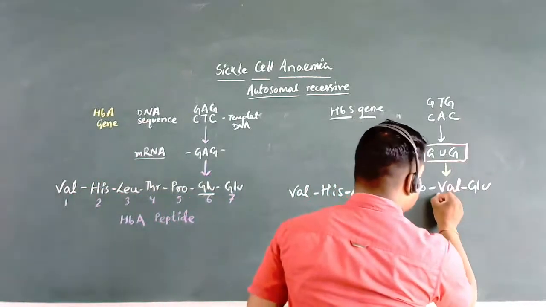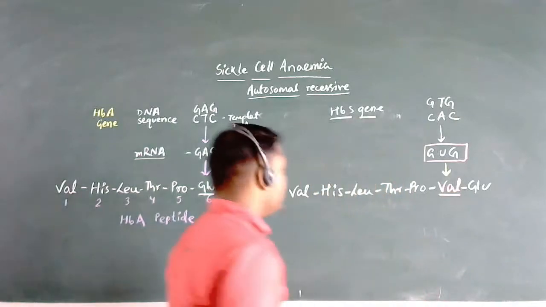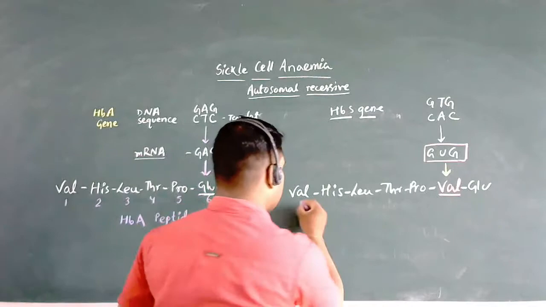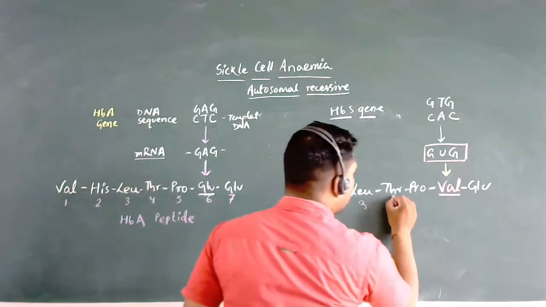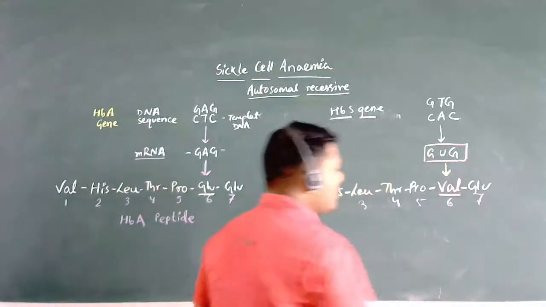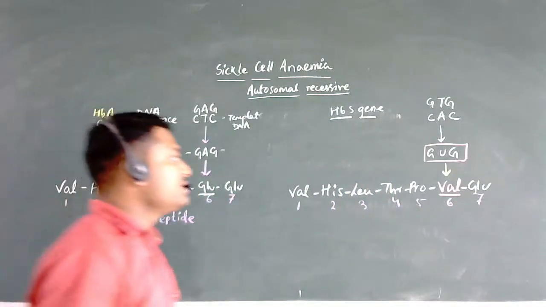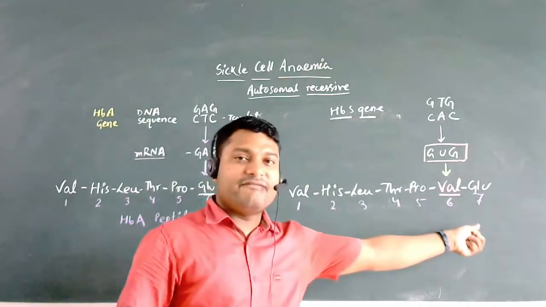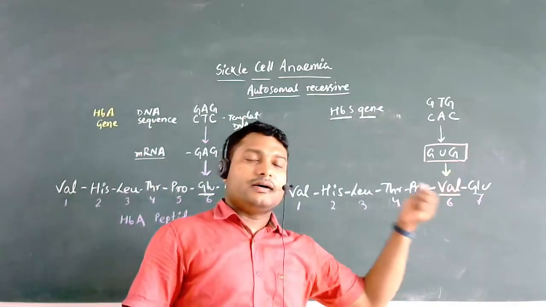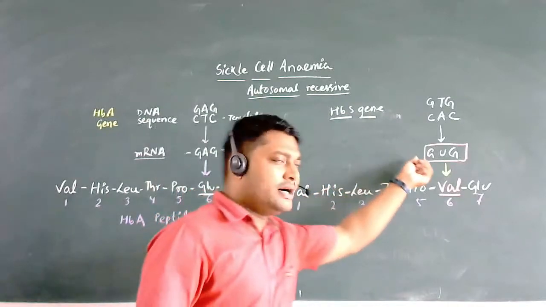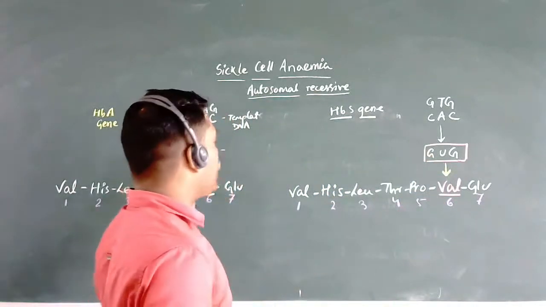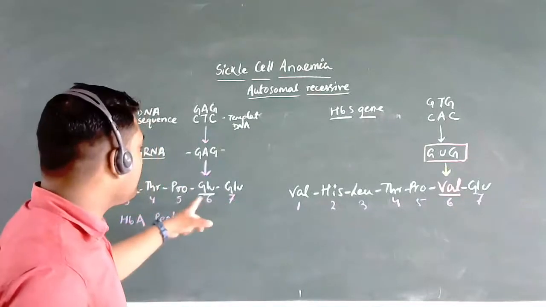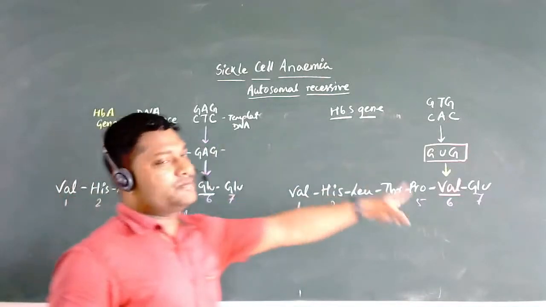So instead of the regular glutamic acid, we are going to have the valine in the 6th position. If I just put the numbers 1 2 3 4 5 6 7, there is a mutation on the 6th position. Instead of glutamic acid, you are going to have the valine. Now that's the thing you have to keep in mind. Yes, if you want to remember, you should remember all of these things. But if you cannot remember all of this, at least remember what is at the 6th position.